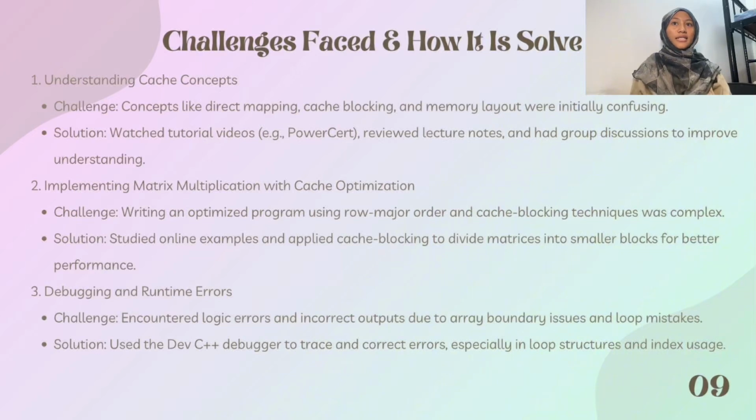The second one is implementing matrix multiplication with cache optimization. The challenge is that writing an optimized program using row order and cache blocking technique was complex. So the solution is we studied online examples and applied cache blocking to divide matrices into smaller blocks for better performance.